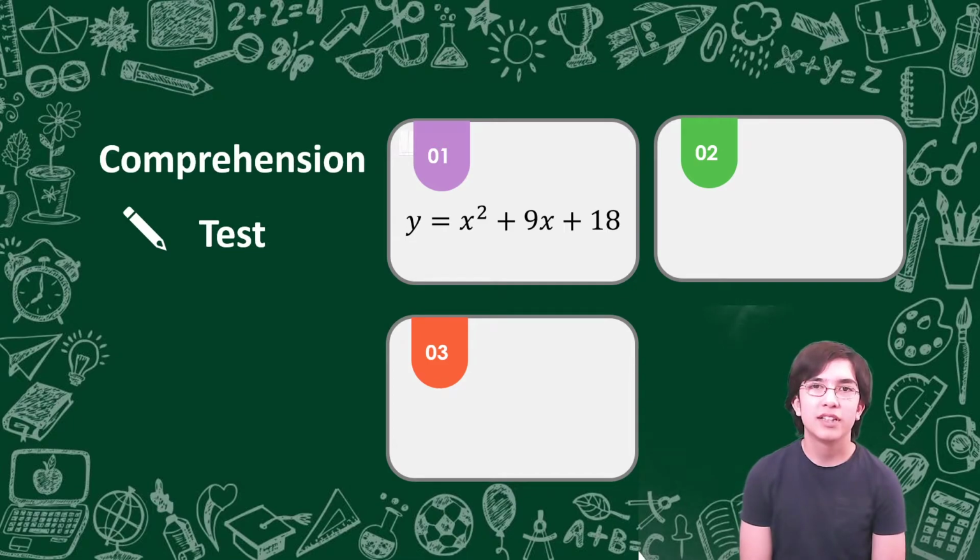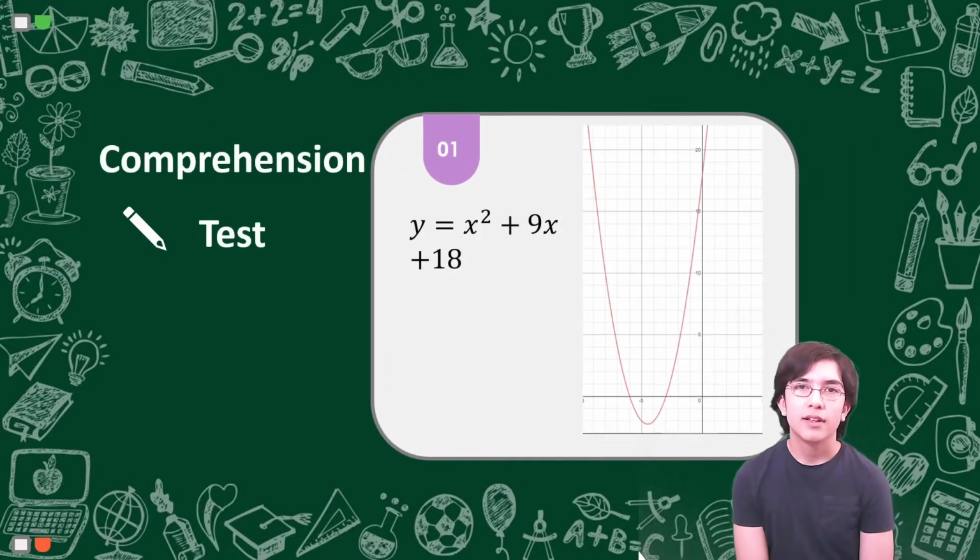Now for a comprehension test, it's a test that you've comprehended what I've told you. Question 1, draw the graph and find x of this quadratic equation. Remember to find x using the graphical method, because we're trying to test your skills on the graphical method.